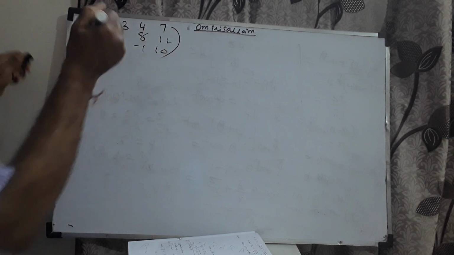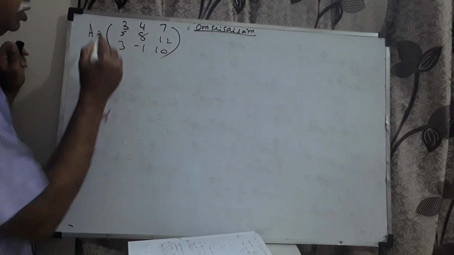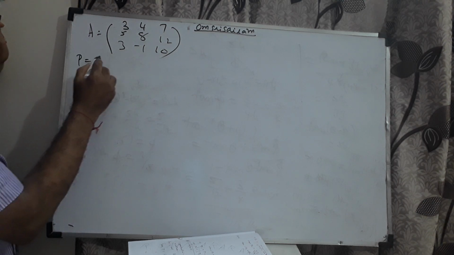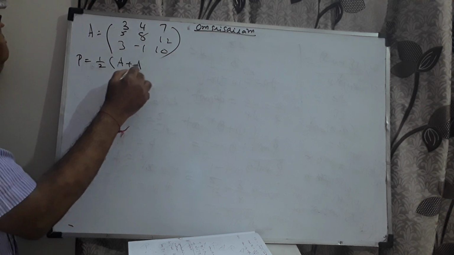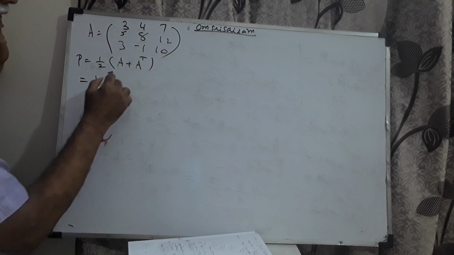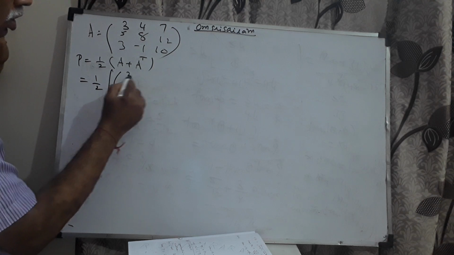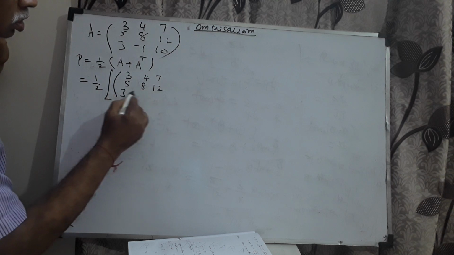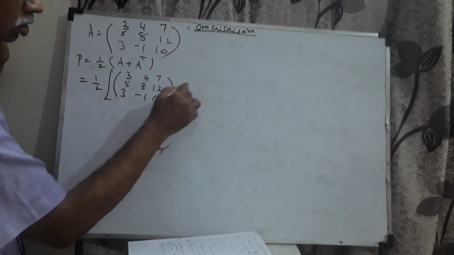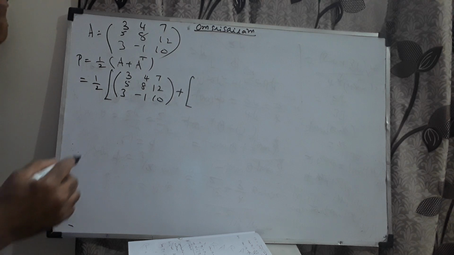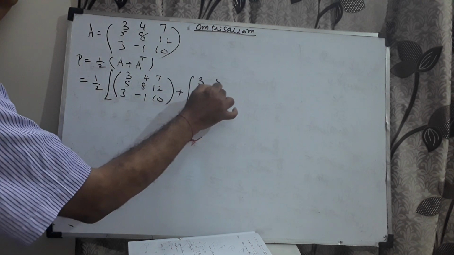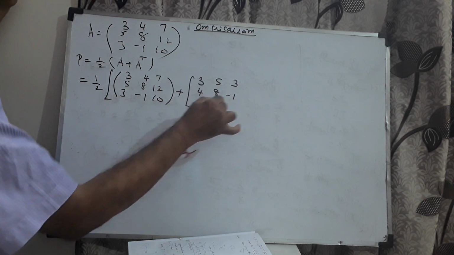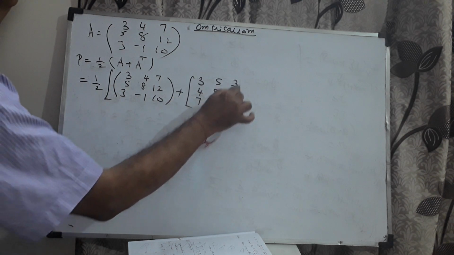What I will do is, I'll just assume the given matrix to be A. Let me try to find P is equal to half of A plus A transpose. Let me try to simplify. Here 3, 4, 7, 5, 8, 12, 3 minus 1, 10 plus the transpose, where row becomes column, column becomes row: 3, 5, 3, 4, 8 minus 1, 7, 12, 10.